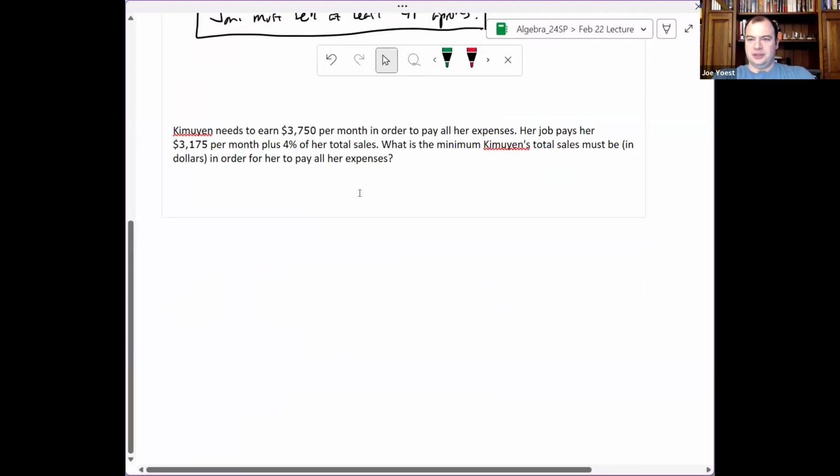Okay, so another example in this section. Kim Yen needs to earn $3,750 per month in order to pay all her expenses. Her job pays her $3,170 per month plus 4% of her total sales. What's the minimum her sales must be, in full dollars, in order for her to pay all her expenses?